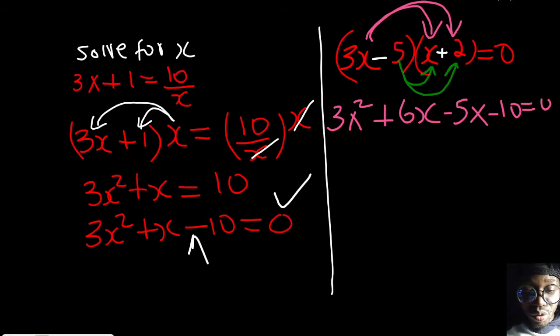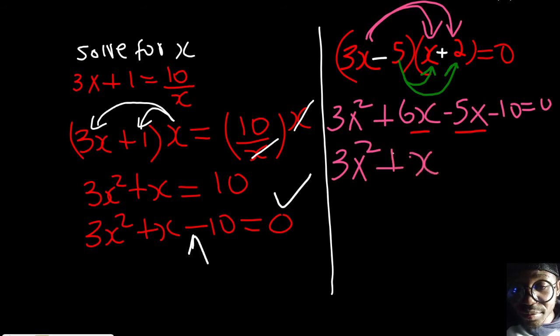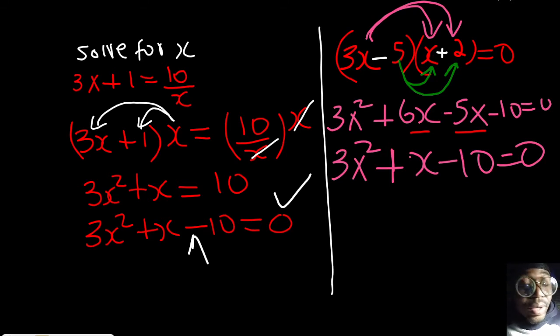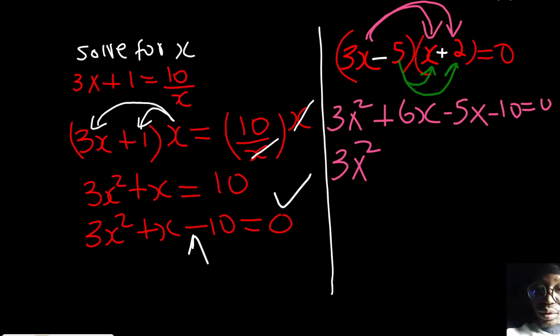Okay, so I believe this is fine. So we are going to clean up everything here. We're going to check: 6x, we subtract 5x. That will lead us to just plus x. Okay, just plus x minus 10. All right, so this proves that we have done everything well.